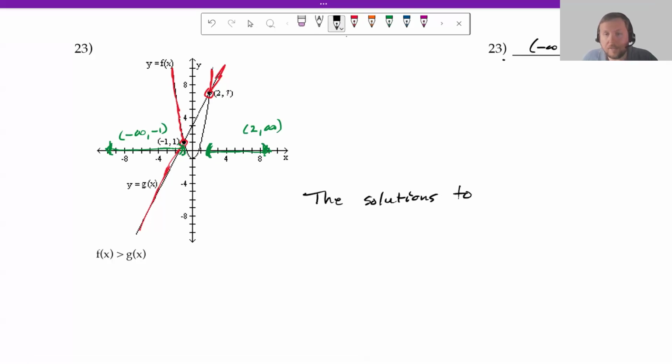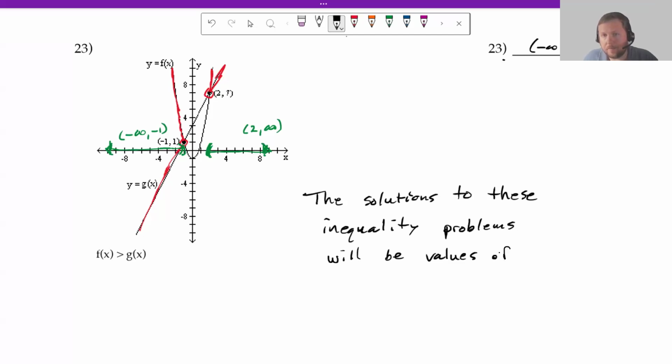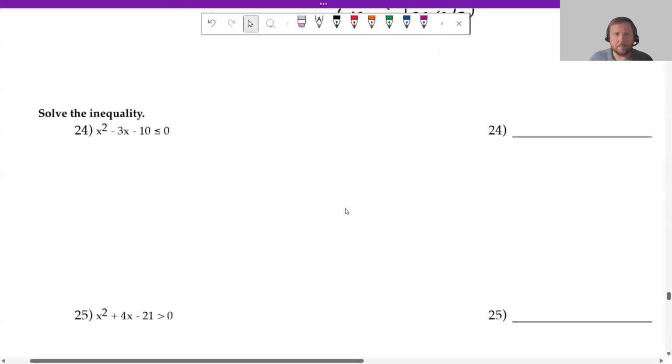The solutions to these inequality problems will be values of x. And in particular, they'll be x intervals. Okay. All right. Almost done.